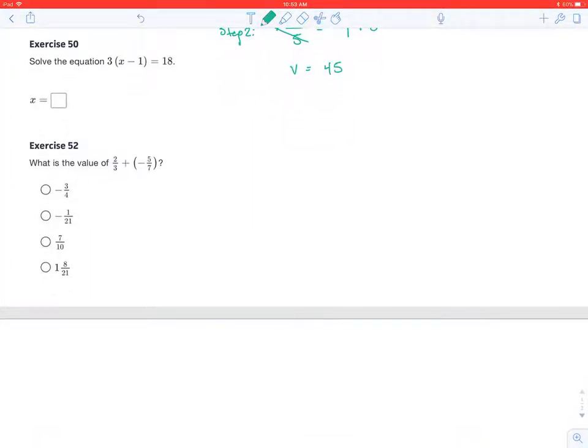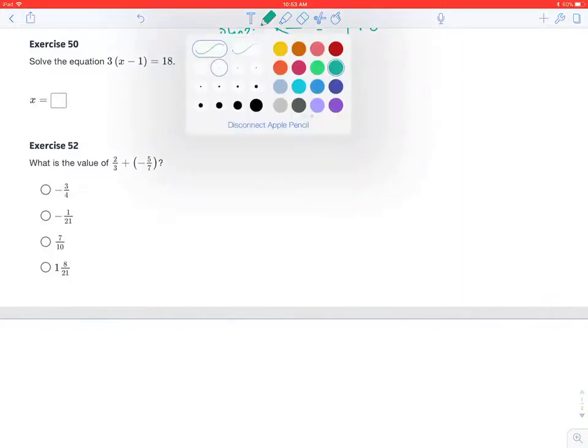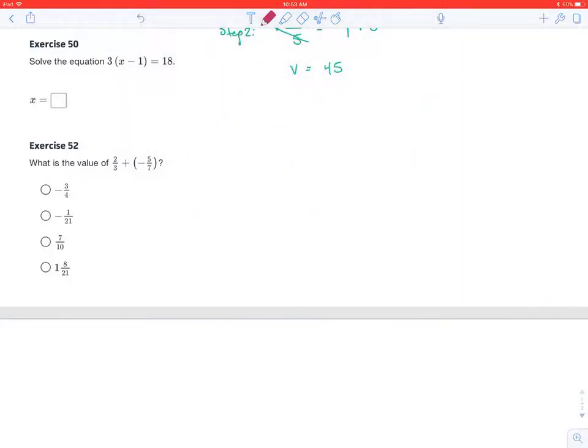Exercise 50 is another example of a two-step equation, but this requires that we do some distributive property first. So I've got 3 times the quantity of x minus 1 is equal to 18, and I want to show you two different ways of solving this. So the first way is what you're going to be more used to, the distributive property. I'm going to choose a different color. I like this pink color. So we can distribute that 3 into the quantity, and that would be 3x minus 3 is equal to 18.